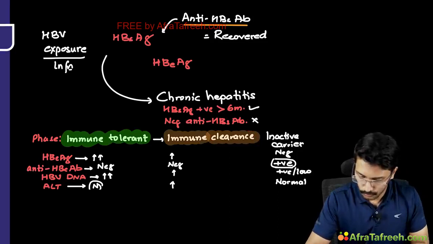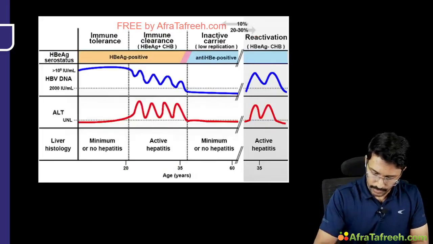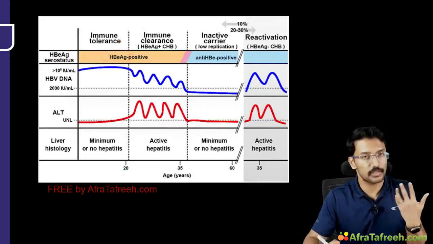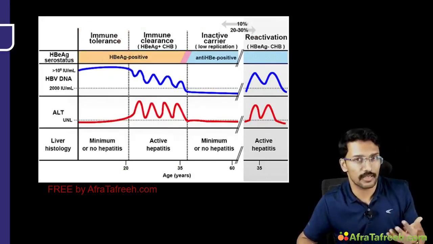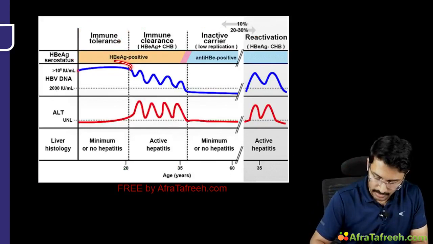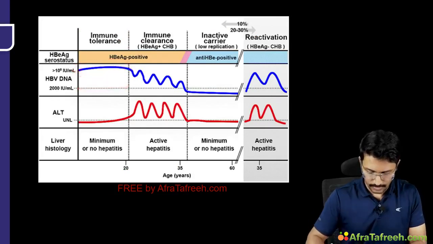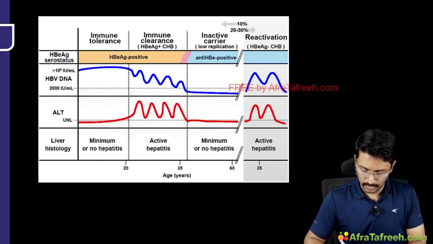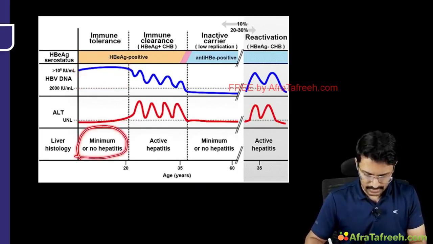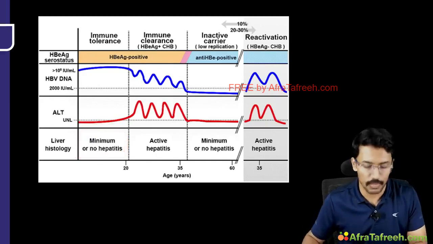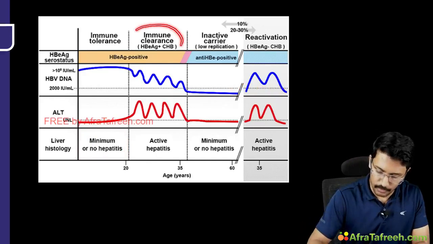Clear? So we had first immune tolerance phase where HBeAg was positive because the virus was highly in a replicative phase. So DNA was high, as you can see here, 2000 K grossly upper. And ALT, because there is no immune response, the ALT was normal, right? So such a case, if you do biopsy also, you will see minimum or no hepatitis, right? The biopsy evidence will not be there. Then we entered the immune clearance phase.